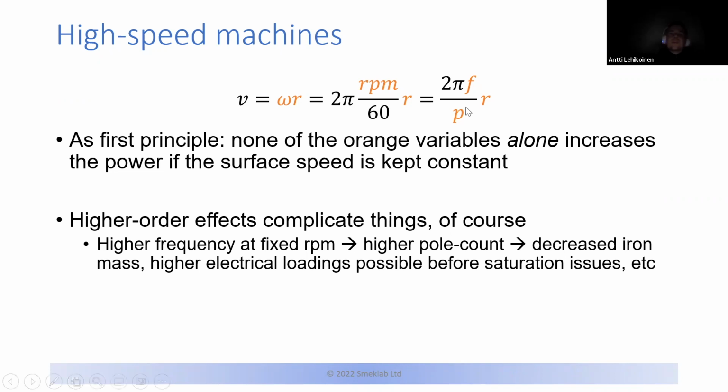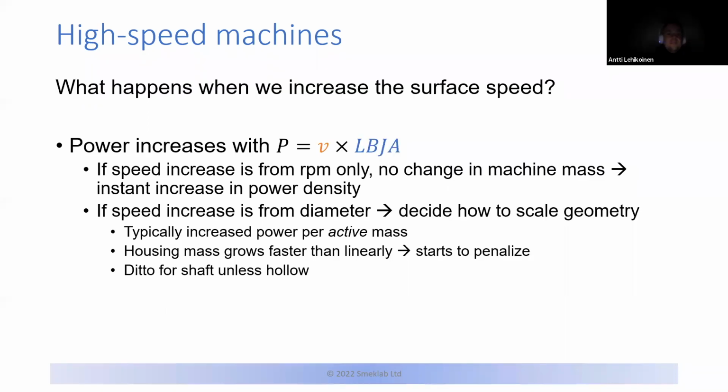For instance, when you increase the pole count, this P here, you need a higher frequency to stay at the same RPM, but that's problematic. But at the same time, you can decrease the iron mass and reach a higher so-called electrical loading of the machine, which again helps to increase the power density without leading to issues with magnetic saturation and so on. But these are, like mentioned, second order effects.